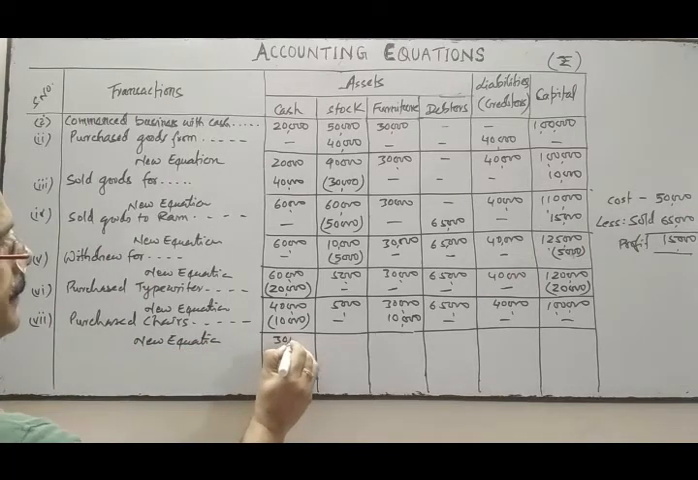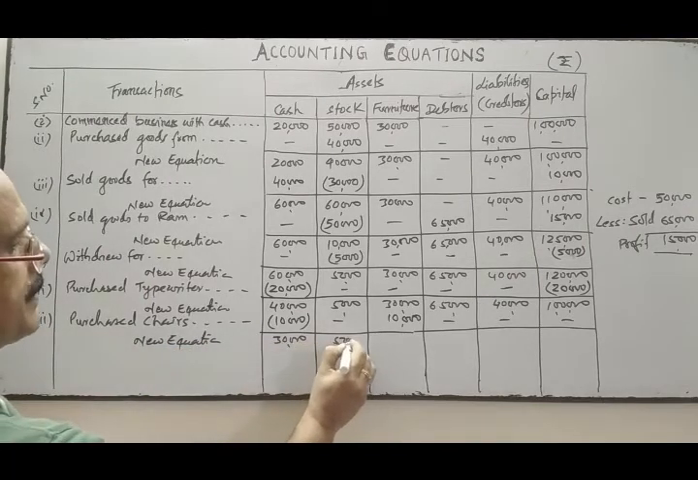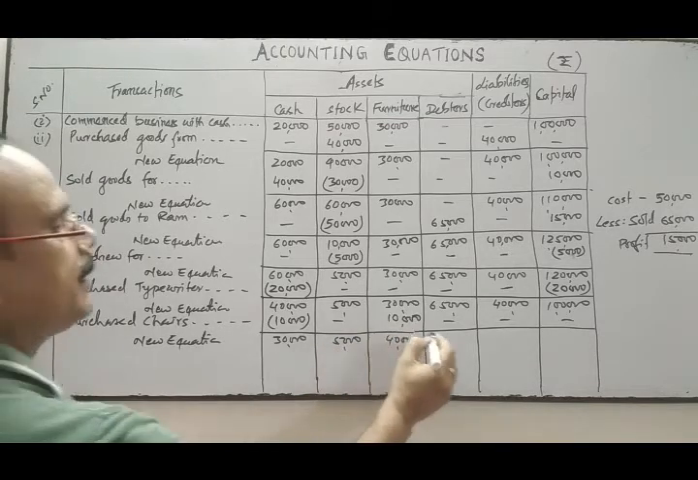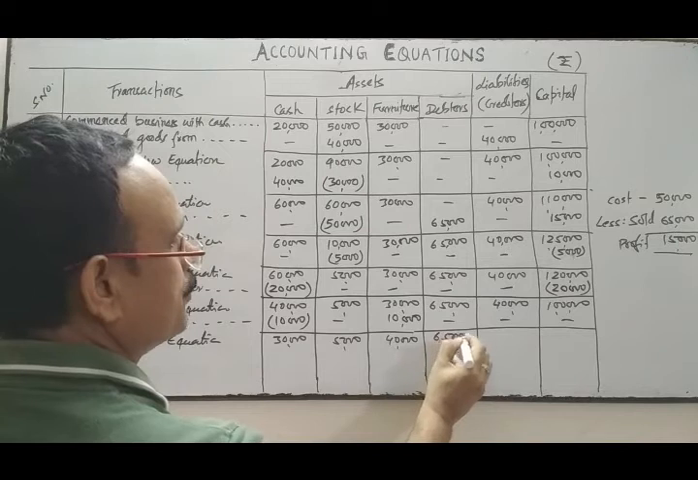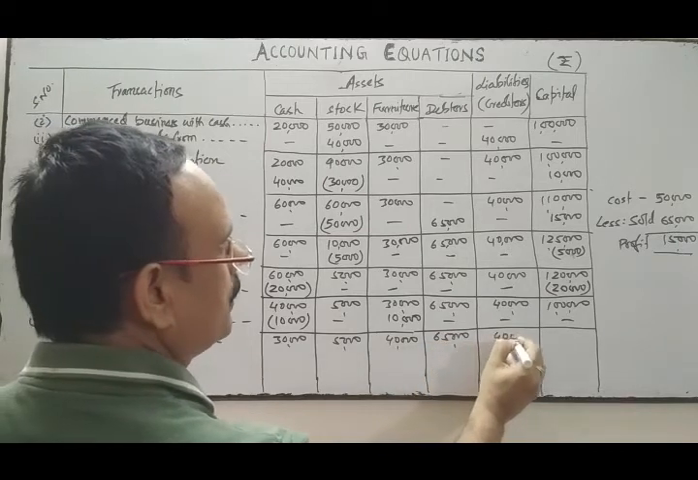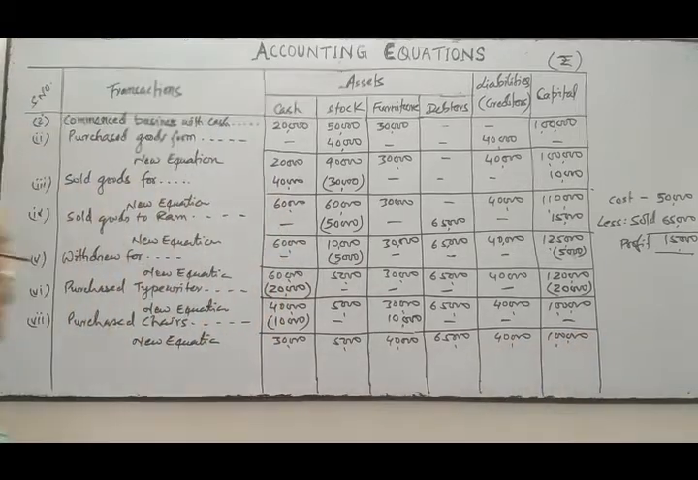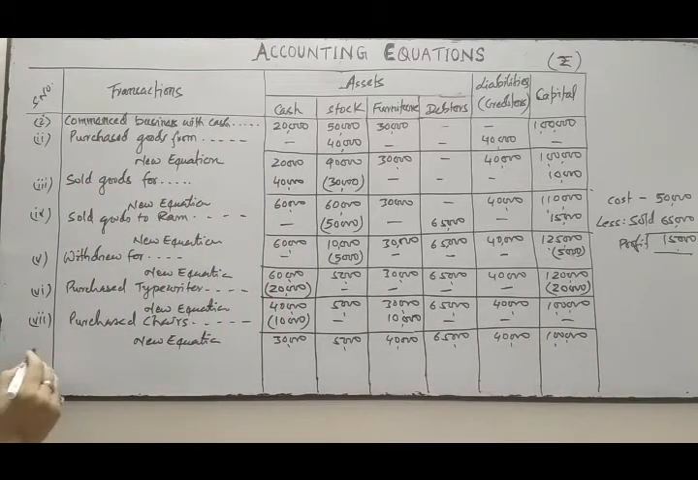Cash is 30,700 (as before minus 10,000), stock 5,000 as it is, furniture is now 40,000, 65,000 as it is your debtors, 40,000 is your creditors as it is, and 1 lakh is your capital as it is. This is the seventh transaction. After the seventh transaction, now come to the eighth transaction.